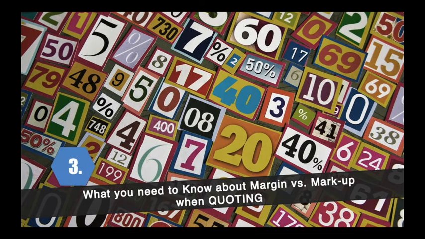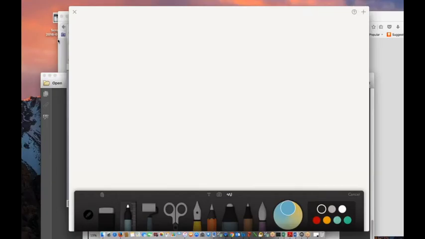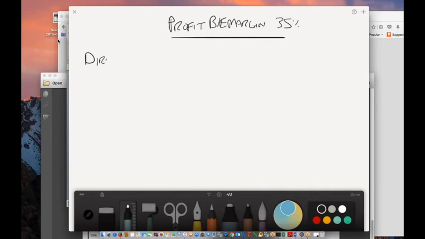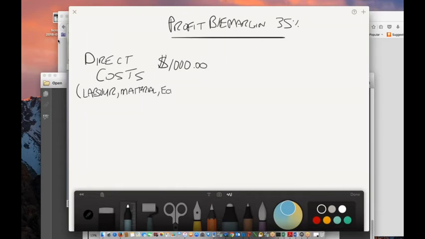So let's look at how we can actually apply what we learned so far to quoting a job and put it into play real time. Let's just use the same example of profit break-even margin, for the sake of examples for today, is 35%. Let's say, for example, that our direct cost is $1,000. And let me be clear about that: any cost related to doing this job is going to be our direct cost. It could be permits, etc. You guys get the idea, okay?